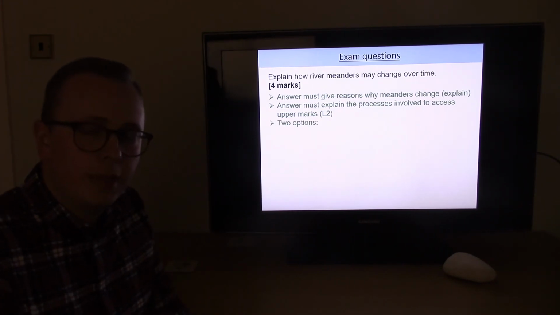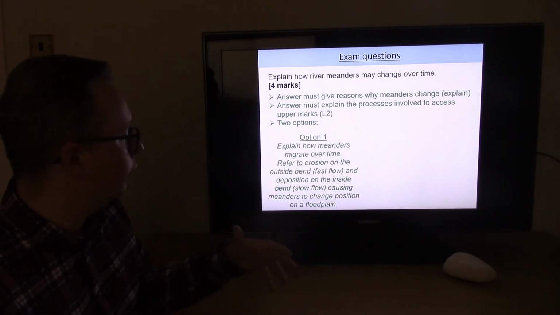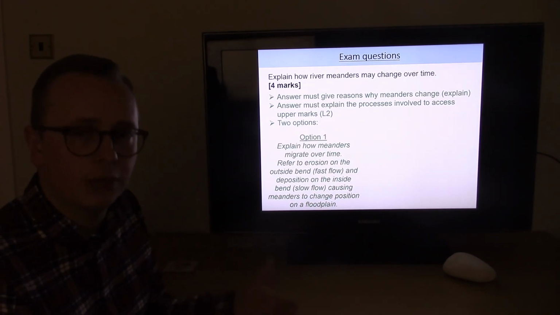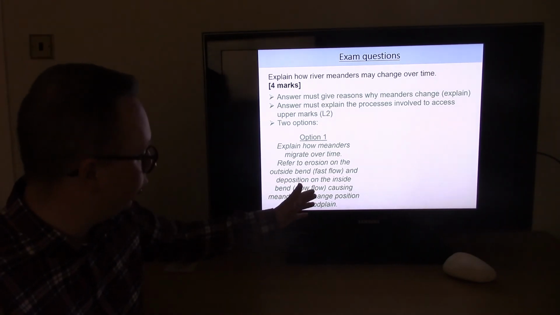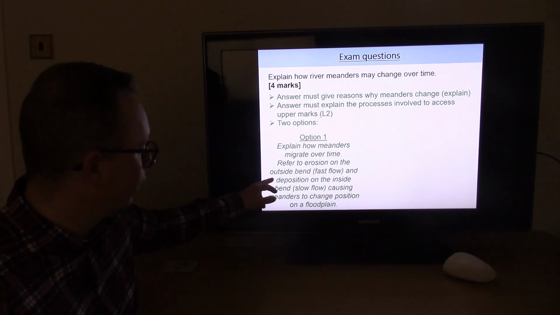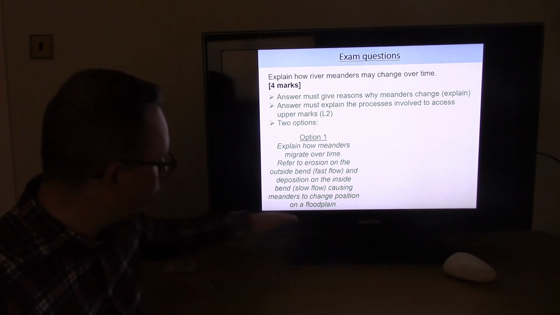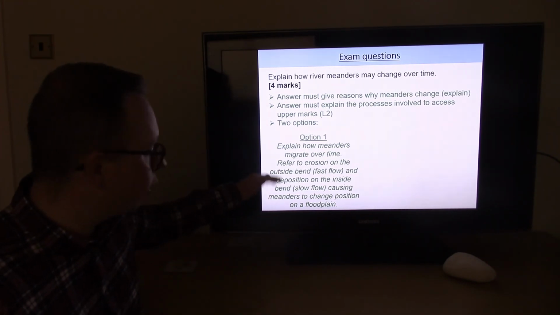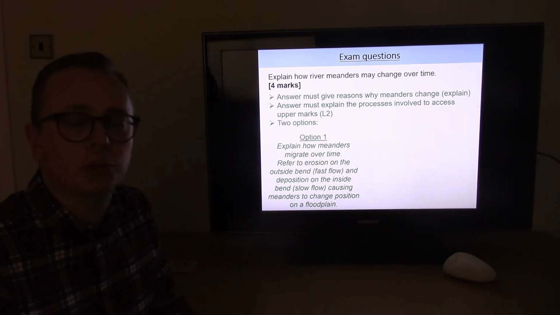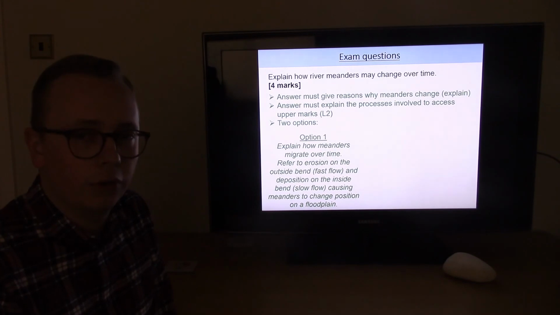Now actually, to me there are 2 optional routes you could take with this answer. The first one is just to focus on how meanders migrate over time, and in doing that you'll be explaining how we've got fast flow causing erosion on the outside of the bend, slow flow causing deposition on the inside of the bend, which overall leads to the meander changing its position. Now as part of that, when you're talking about erosion, you should always be referring to those specific erosion processes, hydraulic action and abrasion, and giving a brief definition of those.